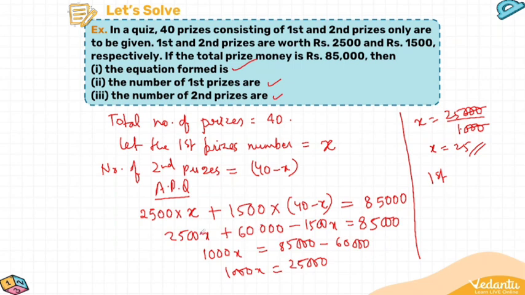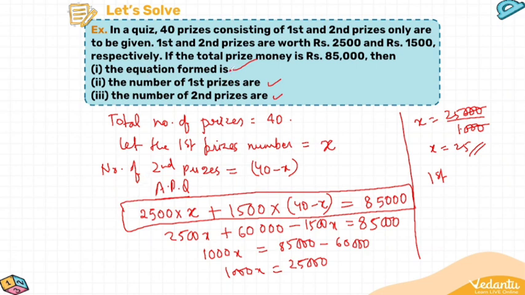So this was the equation to be formed, which we have got already. Number of first prizes we have got as a solution of x as 25, and the second prizes we can get 40 minus 25. It is 5. 3 minus 2 is 1. So the third answer is 15.